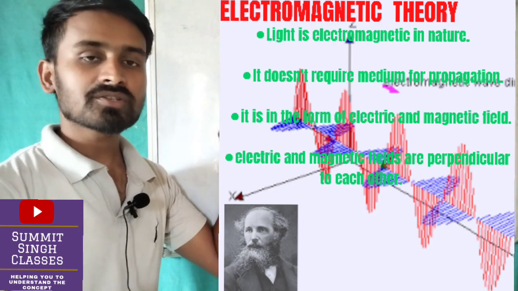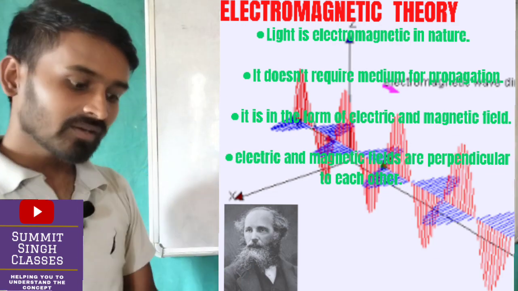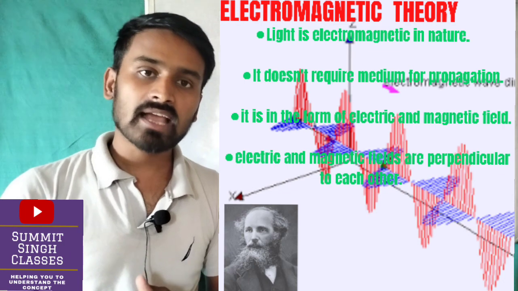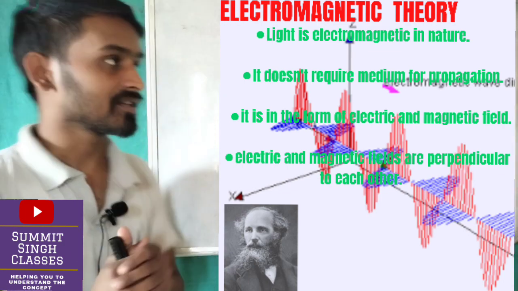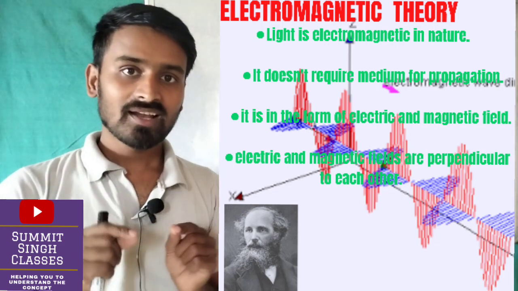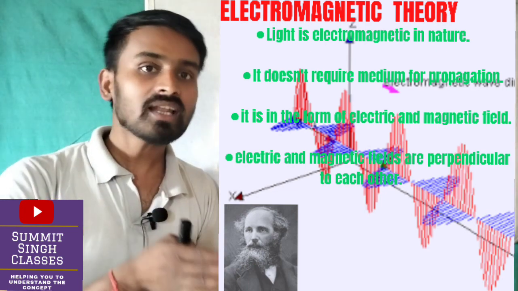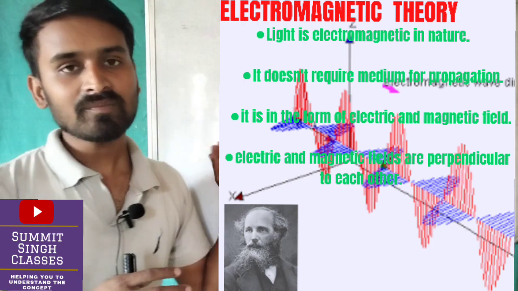The light doesn't require a medium to travel. The third thing that was given by Maxwell was that light has both an electric and a magnetic field. As you know, this is the electromagnetic theory of light. That means light has an electric field as well as a magnetic field. This was the third point given by Maxwell.